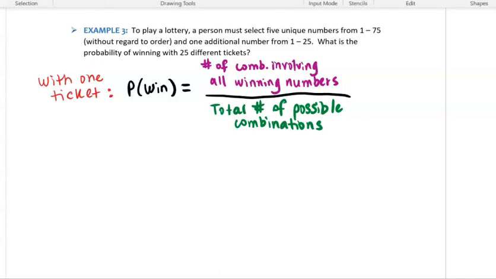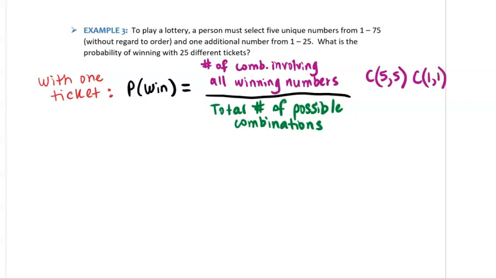So first we want to find the number of combinations involving all winning numbers. That would be the number of combinations of 5 winning numbers from the group of 5, and then the number of combinations of 1 winning number from that second group. We would multiply those due to the fundamental counting principle. We're going to divide that by the total number of combinations.